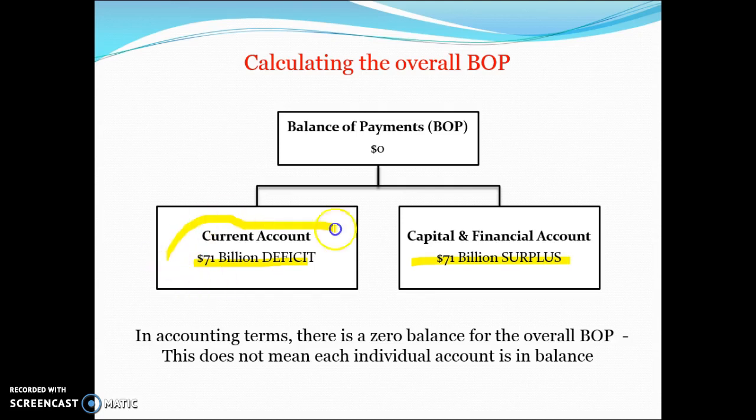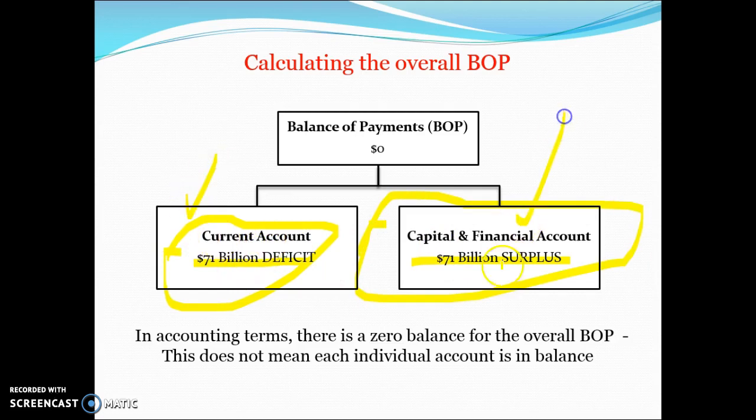That doesn't mean that these accounts are always in balance. It means that the current account can be in deficit and the capital and financial account can be in surplus or deficit, but the combined amount of both of them will be in balance or have a zero figure.